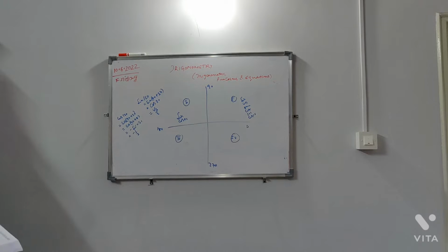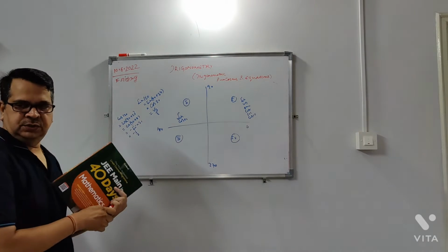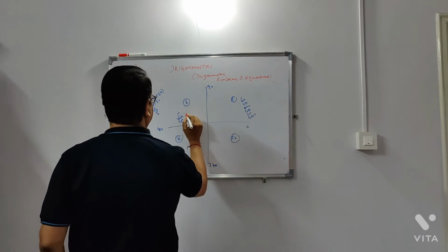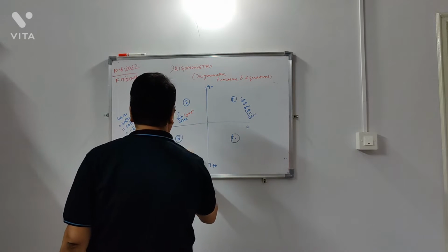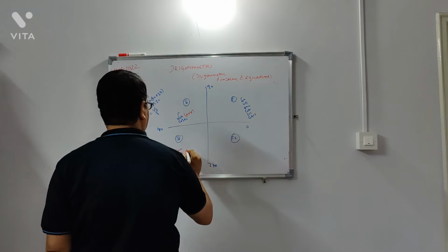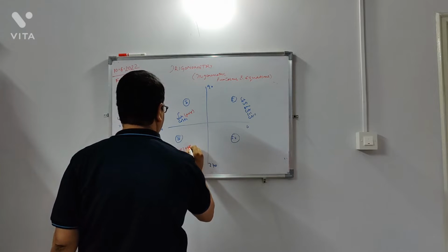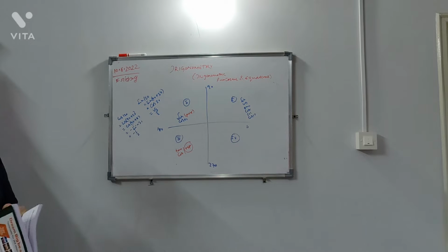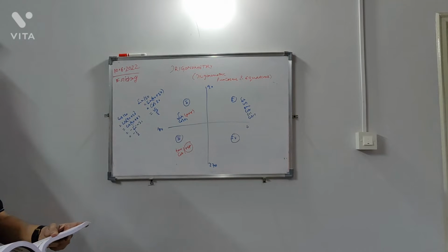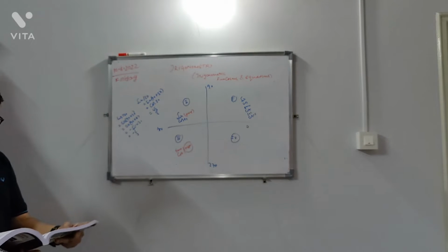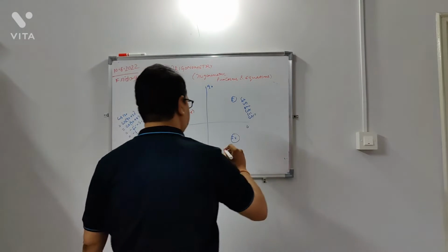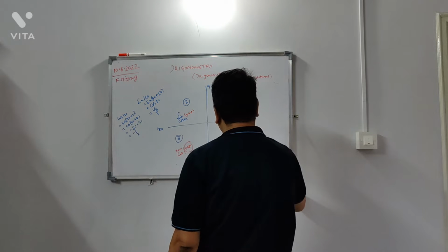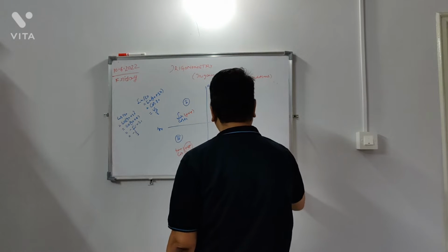Then in the third quadrant, only tan and cot are positive. Sine and cos are not. Tan and cot are positive in the third quadrant, only tan and cot. Everything else is negative. Then in the fourth quadrant, cos and sec are positive. So here sine cosec, here cos sec in the fourth quadrant.